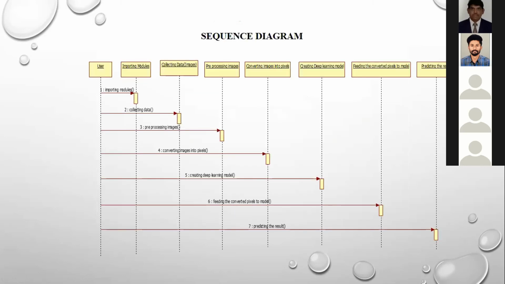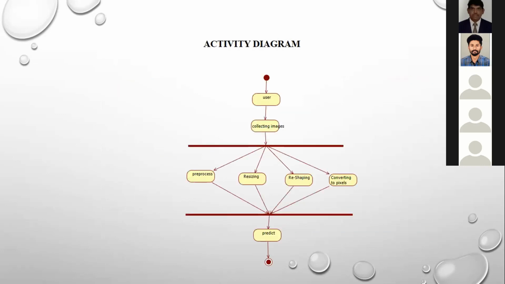This is the sequence diagram. Here the user imports the modules, collects data, pre-processes those images, converts the images to pixels, creates deep learning models, feeds the converted pixels to the model, and predicts the result. Here is the activity diagram.